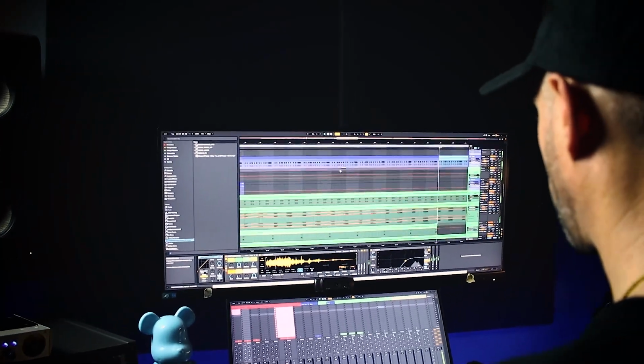For me, the most exciting part of writing a record is getting into that flow state where it feels like the music is just writing itself. And a lot of my workflow stuff is designed to keep me in that zone as long as possible.